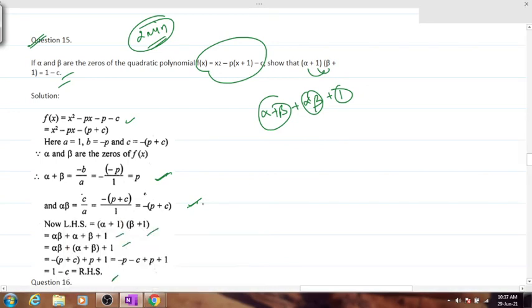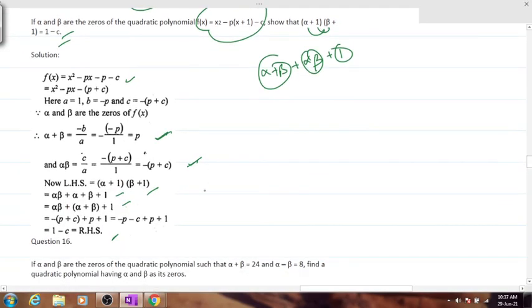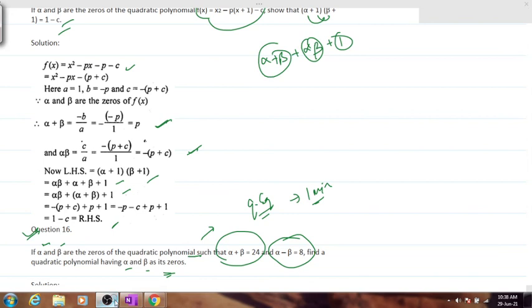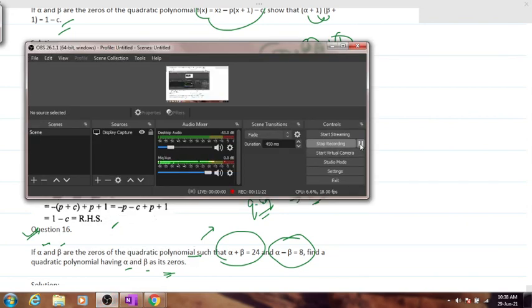Is there any query regarding this numerical? Yes or no? Please confirm. If there is no query, I believe most of you have found the answer. You will move on to the 16th numerical, which says alpha, beta are the zeros of a quadratic polynomial such that alpha plus beta has been given, alpha minus beta has been given. Find a quadratic polynomial having alpha, beta as zeros. If you all understand this, you'll have to find the quadratic equation. I'll give you exactly 1 minute because this should be a very small numerical, and people who could not do the previous one will copy it down.